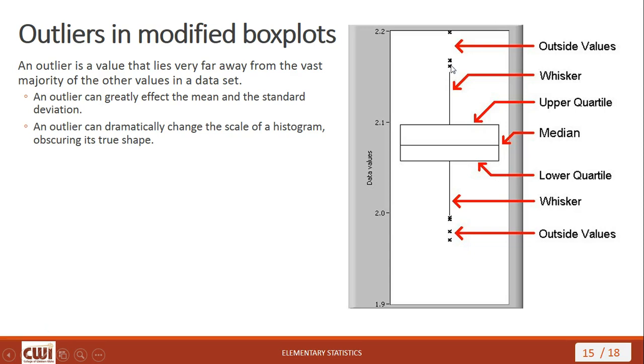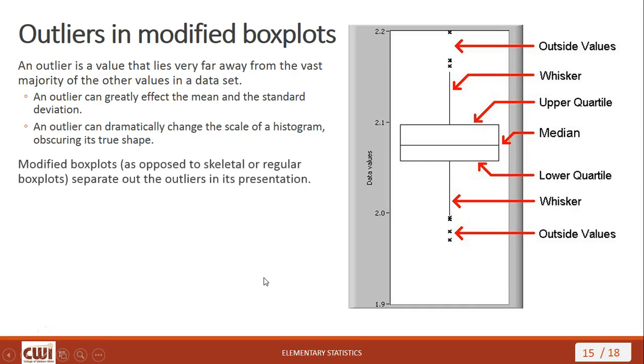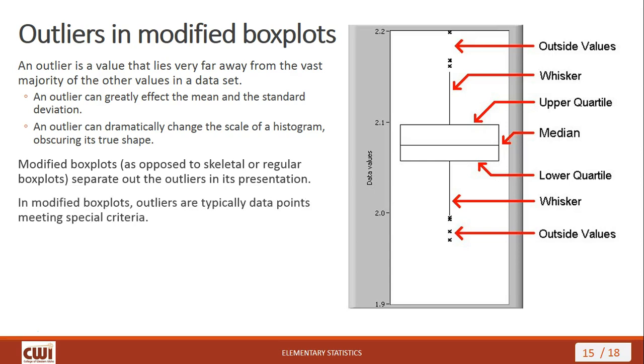These are the outliers in our data set, and they're marked with dots or stars or X's, as you see here. Modified box plots therefore separate out the outliers in the presentation. They give you a sense of everything that's in the data set, but if you want to ignore the outliers, this visual representation helps us to do that without necessarily excluding the outliers.